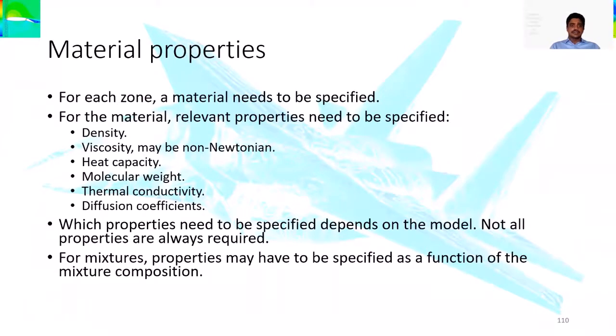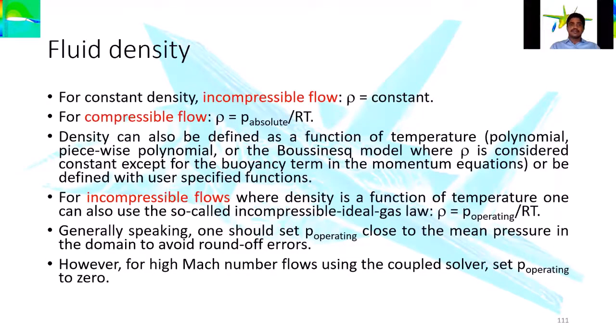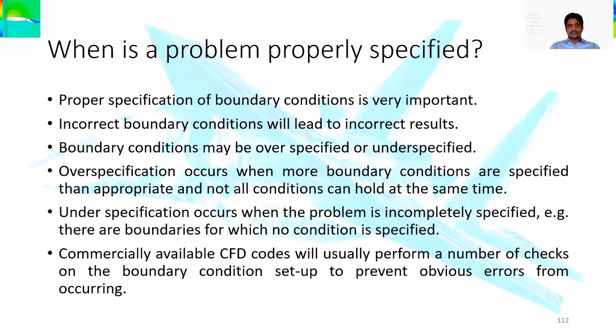Then next, about the material properties. That is density, viscosity, heat capacity, molecular weight, and thermal diffusivity. This all comes under the material properties of the boundary condition. Then the fluid density: if it is incompressible, density is constant. If compressible, density varies, pressure varies, temperature varies. These conditions need to be taken into account.